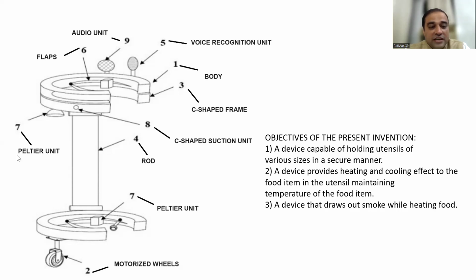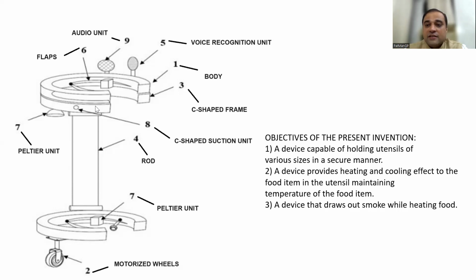So these Peltier units are components, or you can say devices, which work on the principle called the Peltier effect. This falls in the realm of thermoelectric heating and cooling. So how does the heating or cooling happen here? When the utensil, which is made up of some kind of a metal or conductive material, is placed on the flap at number 6, the flaps also are made of metal or some kind of conductive material. So there are two conductors which are in connection with each other.